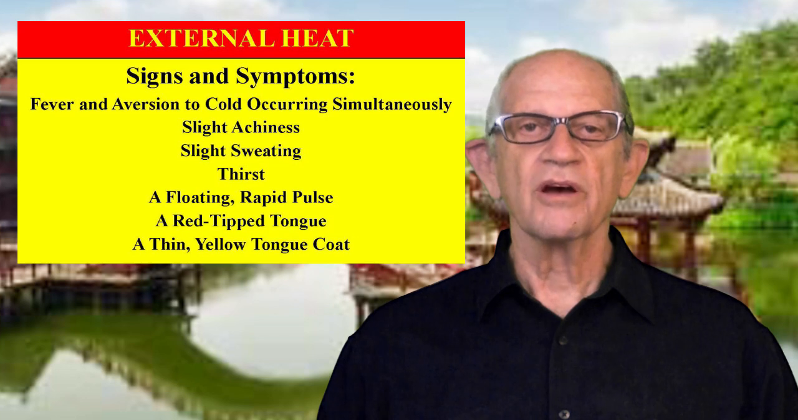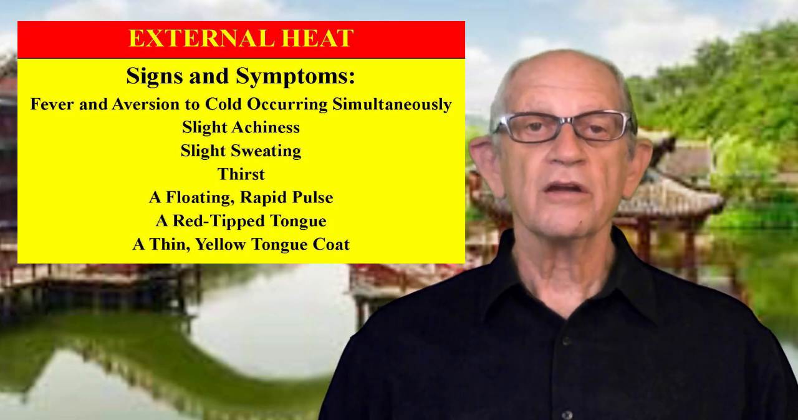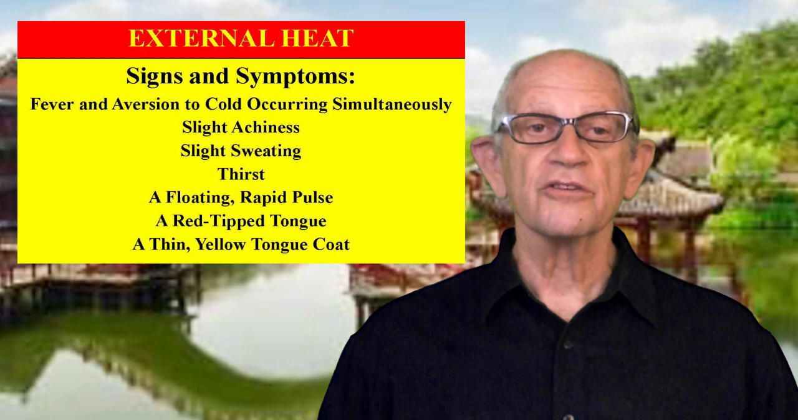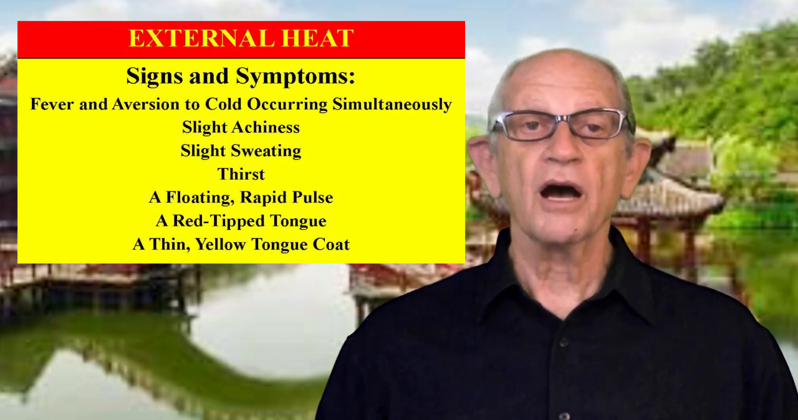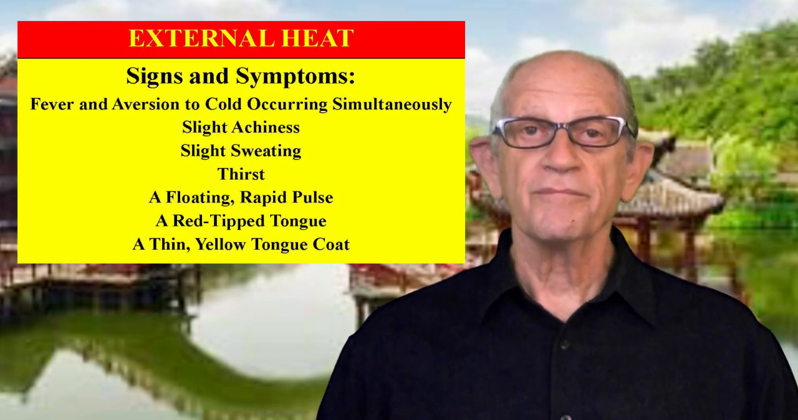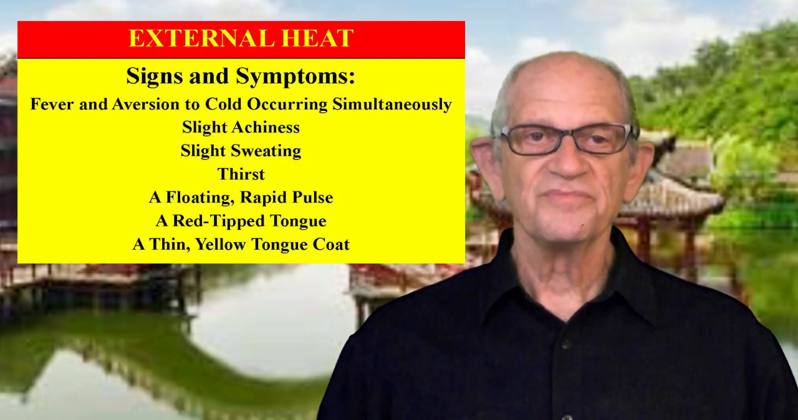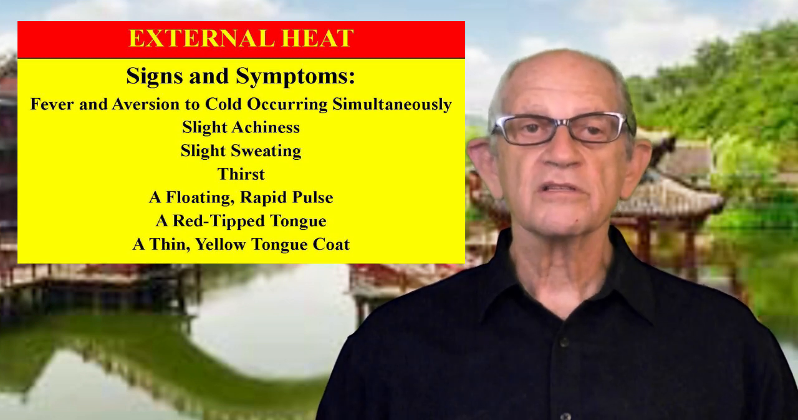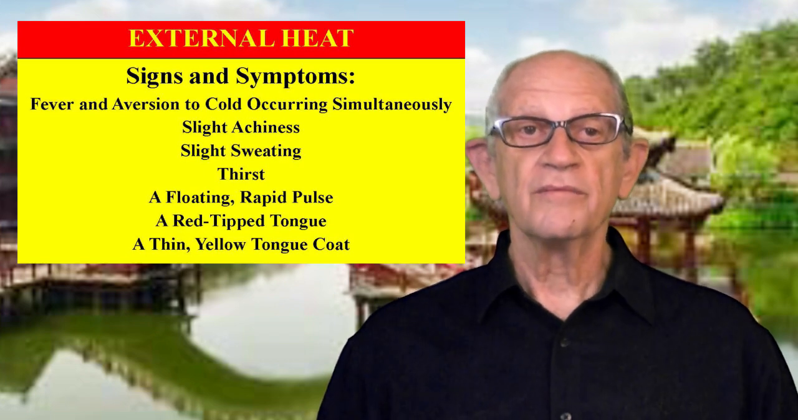The initial symptoms of external heat are fever and aversion to cold, which occurs simultaneously, slight achiness in the body, slight sweating, thirst, a floating rapid pulse, a red-tipped tongue, and a thin yellow tongue coat. As the heat moves deeper into the body, the fever becomes more intense, and other signs and symptoms appear. This progression is described in detail in the Wenbing, which is part of Shanghanlun Wenbing diagnosis.